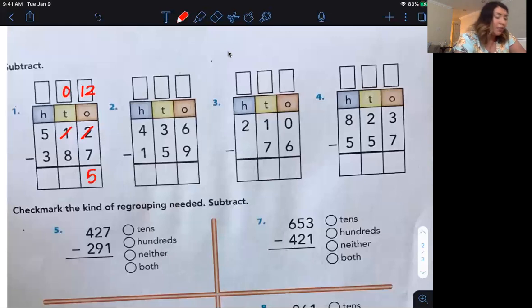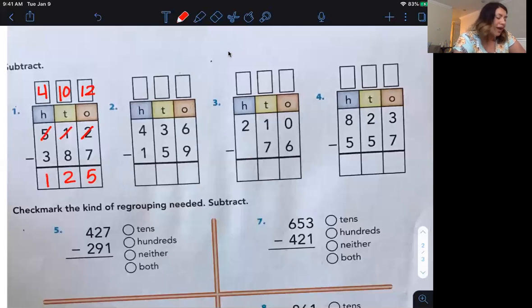I can't, so I need to borrow from the hundreds. My 5 becomes a 4, and my 0 there now becomes a 10. Okay, we're giving 1 over from the hundreds back to the tens. Here we go. 10 take away 8 is 2. 4 take away 3 is 1. 125. Good job. Let's keep going.